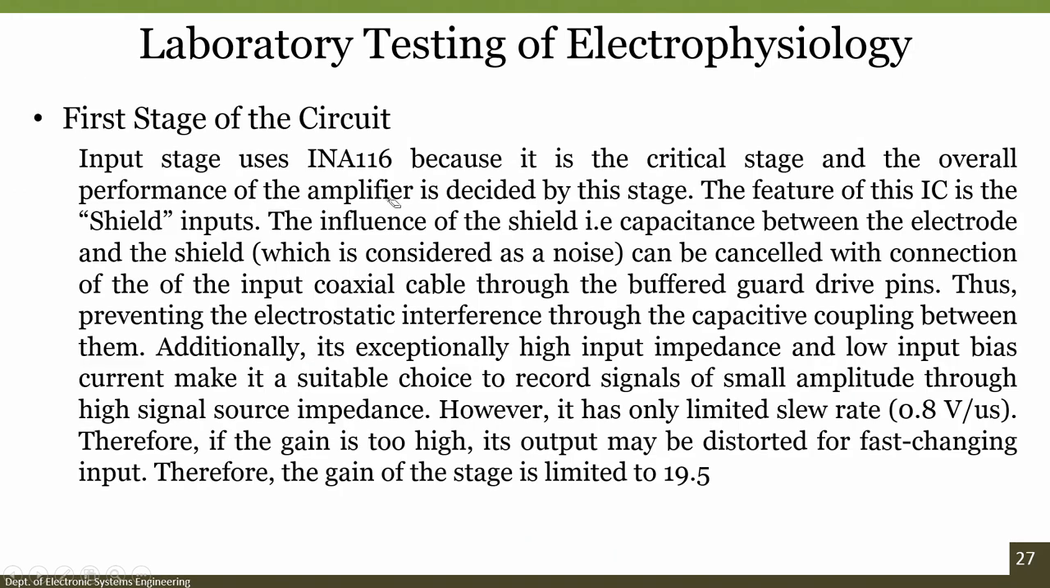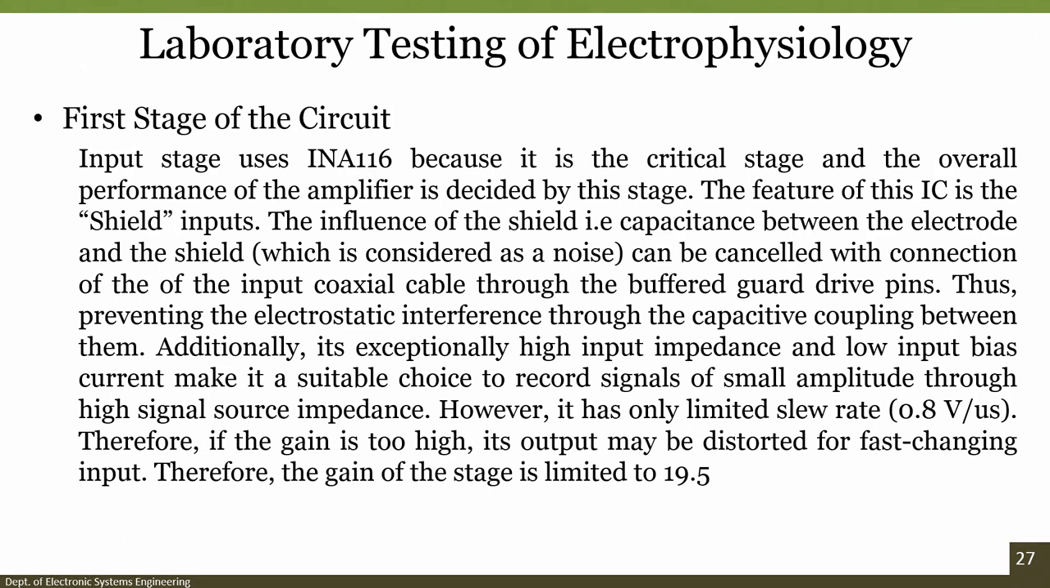Because it is a critical stage and the overall performance of the amplifier is decided by this stage, the feature of this IC is shielded inputs. The influence of the shield is that the capacitance between the electrode and the shield, which is also considered as noise, can be cancelled with the connection of the input coaxial cable through the buffered guard drive pins. That is the advantage of using INA 116, thus preventing electrostatic interference from the capacitance coupling between them. Additionally, its exceptionally high input impedance and low input bias current make it a suitable component to record signals of small amplitude. We know that EEG signals are a few microvolts, and that is why it is very important to select the input stage, and that is the importance of INA 116.